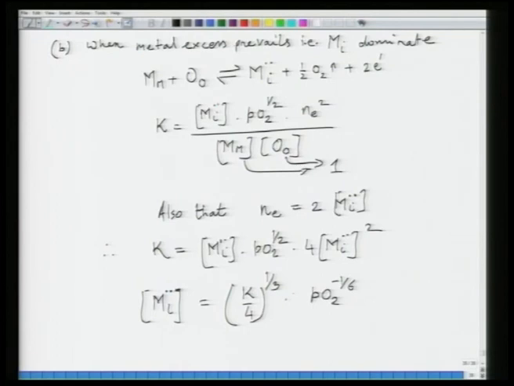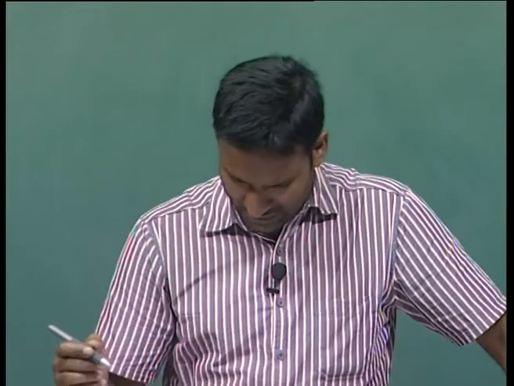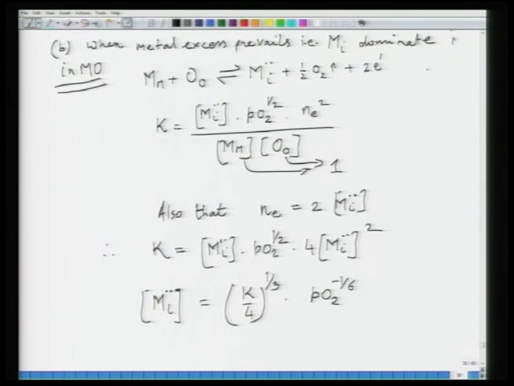So whether it is oxygen vacancies or metal interstitials, in both cases, if the oxide is MO, both of them depend upon PO to the power minus 1 by 6, and as a result the electron concentration Ne, which will be equal to 2 Mi, is also proportional to PO to the power minus 1 by 6.